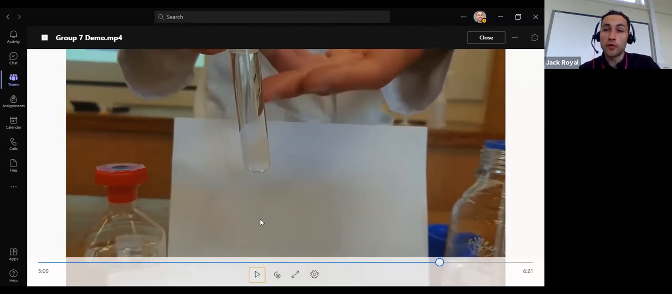So let's just summarize those three observations. I added acid, there was effervescence. I added silver nitrate, there was a precipitate that was probably white. I confirmed that it was a white precipitate because it dissolved in dilute ammonia. So using the information we've looked at, let's try and work out which ions are present.